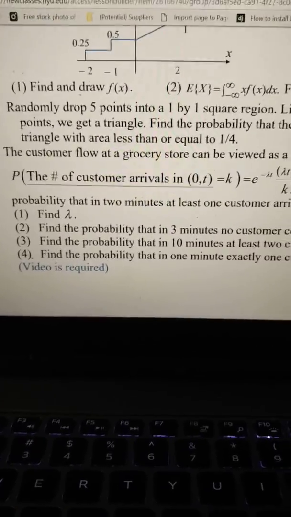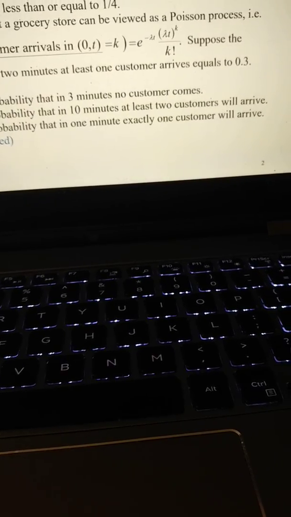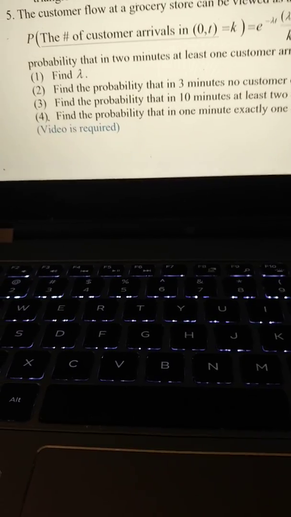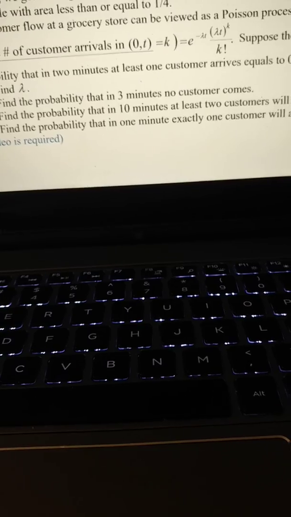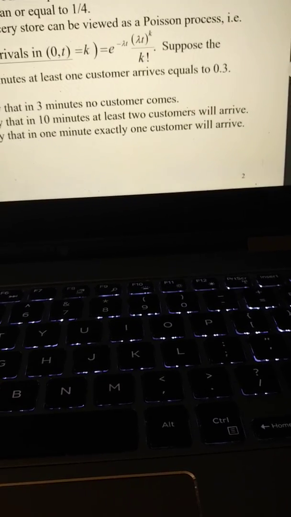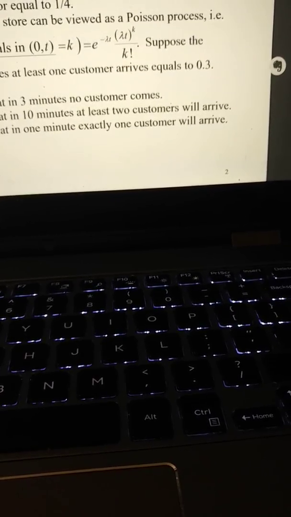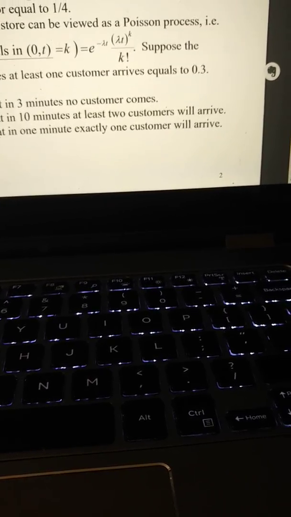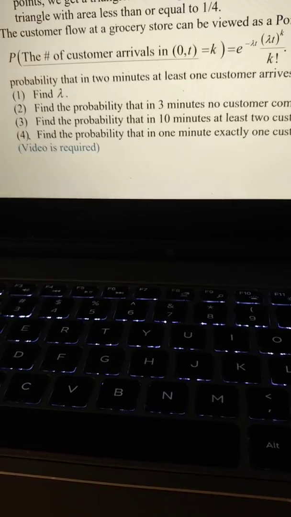This is my solution to question number 5 for homework number 2. So the question reads, the customer flow at a grocery store can be viewed as a Poisson process, i.e. the probability of the number of customer arrivals in a certain amount of time, so from 0 to t, equals k. And then that is equal to this Poisson function of e to the power of negative lambda times t, and that multiplied by lambda t to the power of k over k factorial, where again, k is the number of customer arrivals in a certain time frame.